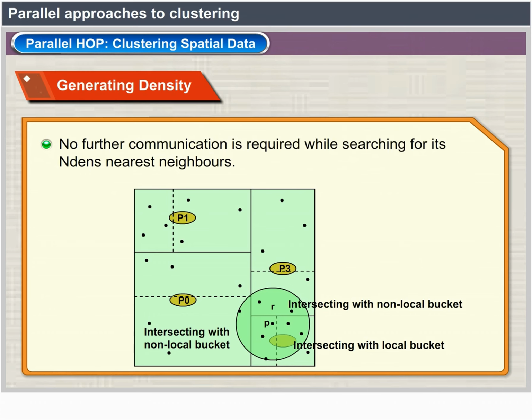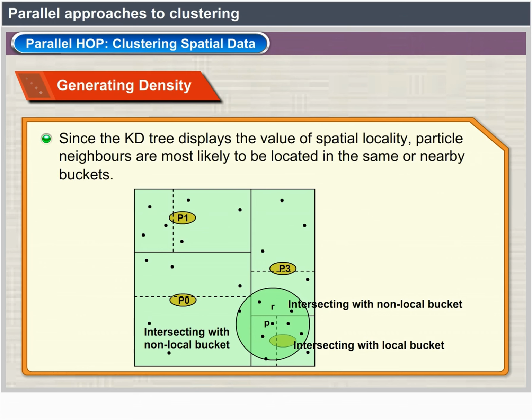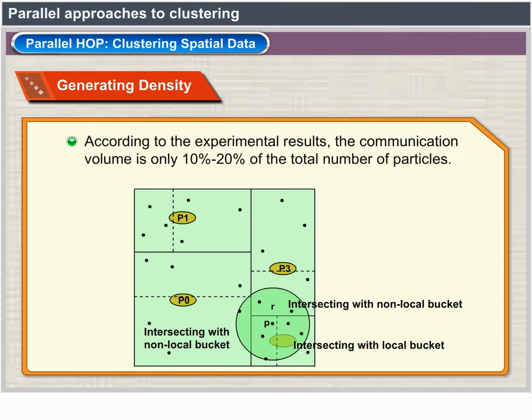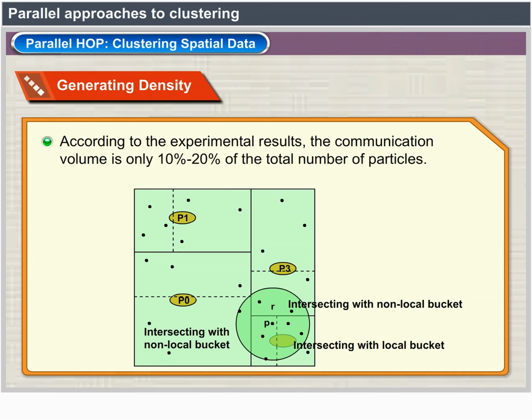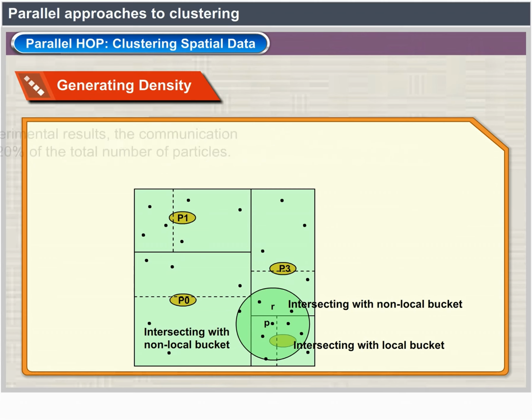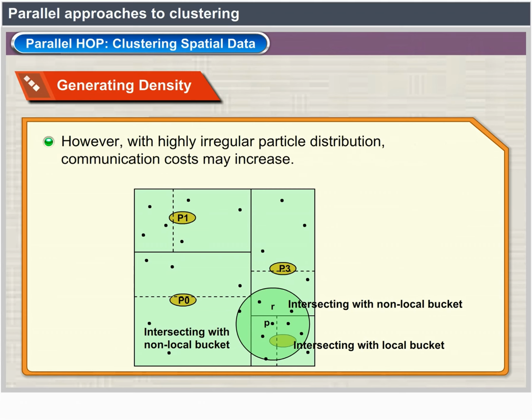Since the KD tree displays the value of spatial locality, particle neighbors are most likely located in the same or nearby buckets. According to the experimental results, the communication volume is only 10 to 20% of the total number of particles. However, with highly irregular particle distribution, communication costs may increase.